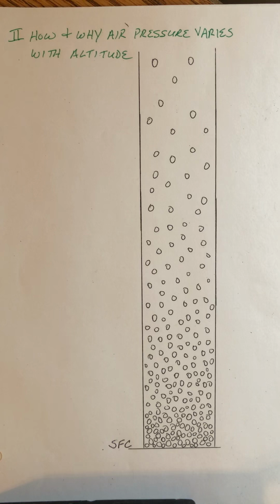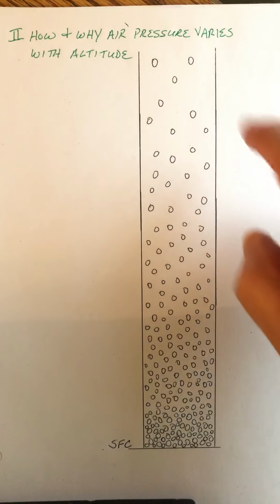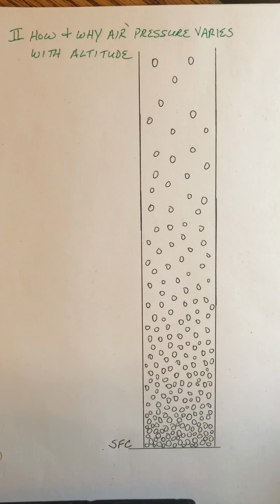So today we're looking at section number 2 of chapter 5 on how and why air pressure varies with altitude. And so we have this figure that I sent to you on Thursday, March 19th. It's also on Canvas if you need to download it. What this figure represents is a column of air molecules from the surface to the top of the atmosphere. So if you could see air molecules, this is how they would be distributed throughout the atmosphere.